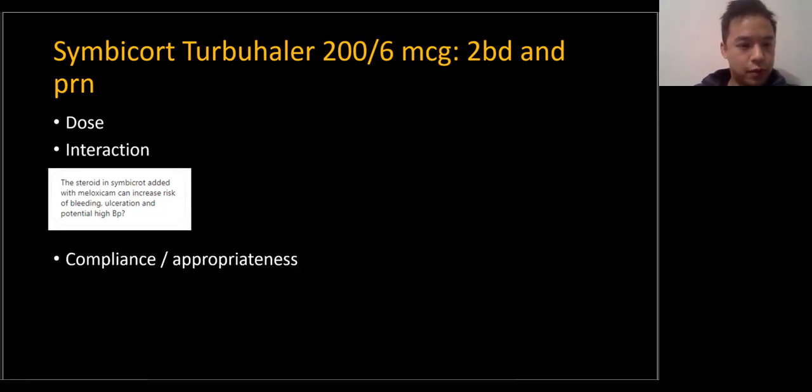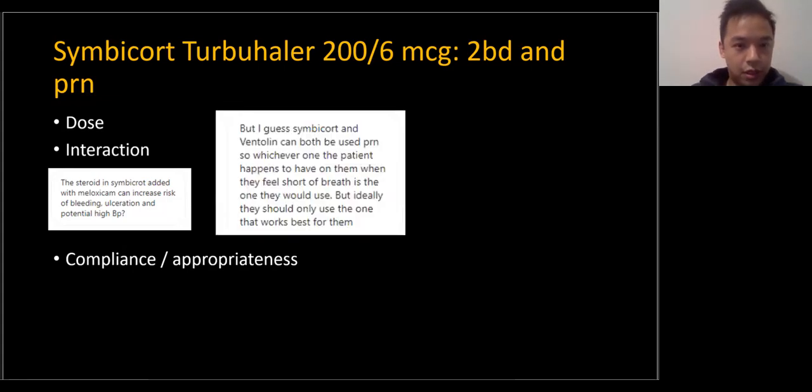Had a lot of students questioning the compliance and the appropriateness, which was good because honestly that's something I didn't think of when I was looking at this case either. So it's good to be learning from you guys as well. Here they're basically saying Symbicort and Ventolin, they both can be used PRN, so they could really just only use one. So what's the appropriateness of having both Symbicort and Ventolin PRN?